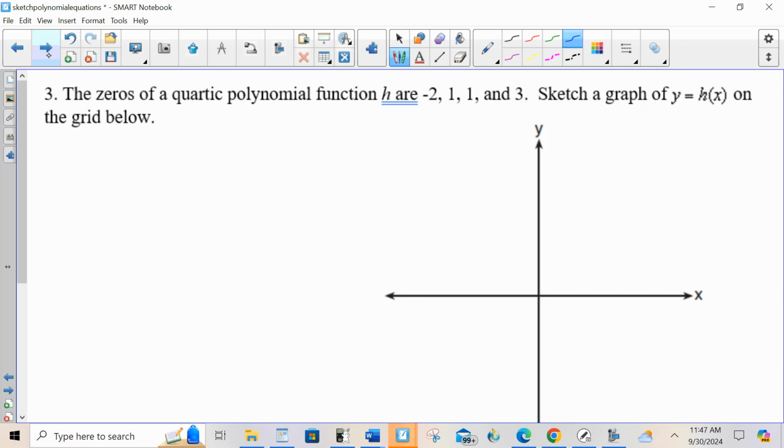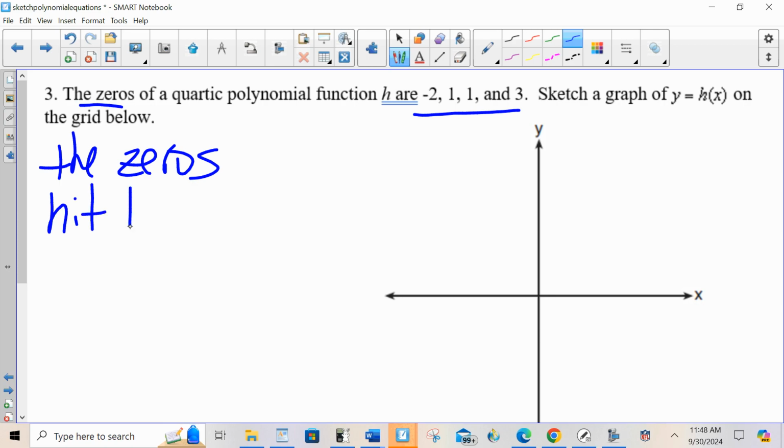Number 3. The zeros are -2, 1, 1, and 3. Again, the zeros hit the x-axis. Real zeros hit the x-axis. So -2 is a 0, so it hits at -2. 1 is a 0, so it hits at 1. 3 is a 0, so it hits at 3.